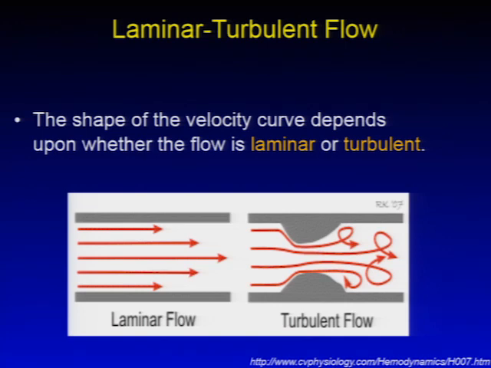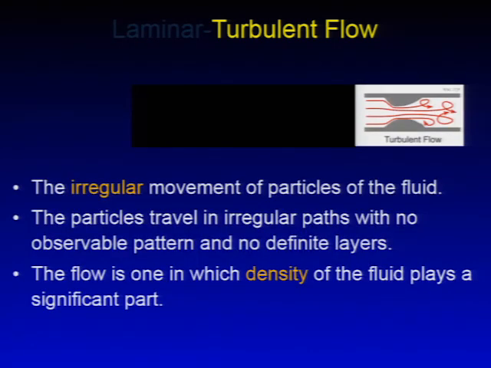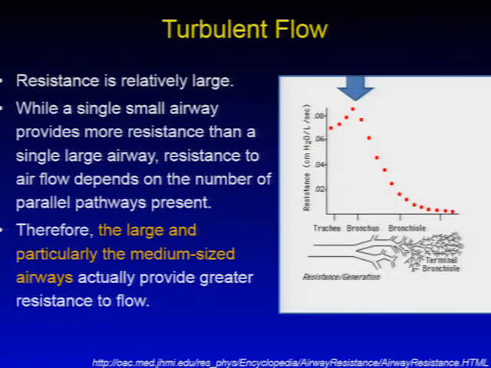As you might recall, the laminar flow on the left is the parabolic rate of flow inside the tube, compared to the turbulent flow on the right. Turbulent flow is a regular movement of particles of the fluid, and the particles will travel an irregular pathway, with no observable pattern. The turbulent flow depends on the density of the fluid or gas flowing through the tube. Now, turbulent flow is important in terms of ventilation.